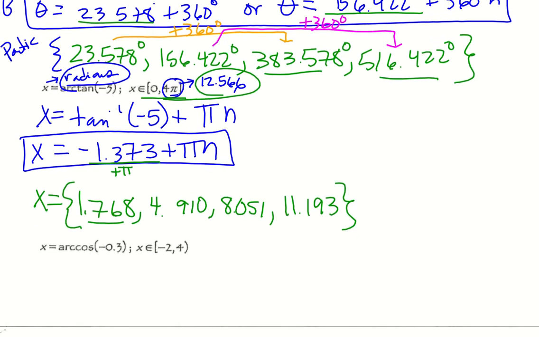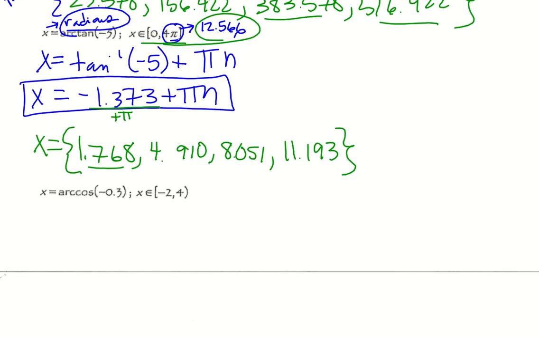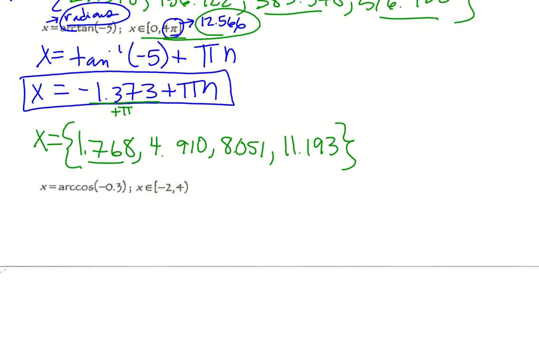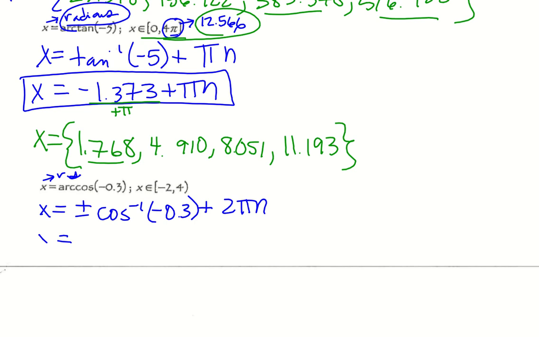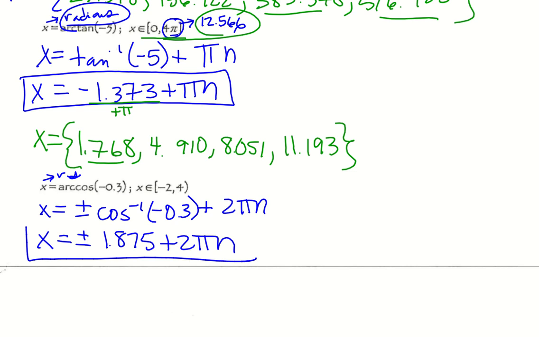Now we've got arc cosine. This is not new. We've done arc cosine before. We've got x, so we know we're in radians. And we know that x will equal, by definition, plus or minus the inverse cosine of -0.3 plus, since we're in radians, 2 pi n. We take that to our calculator, the mode should still be in radians, and we get plus or minus 1.875 plus 2 pi n. These are our general solutions.